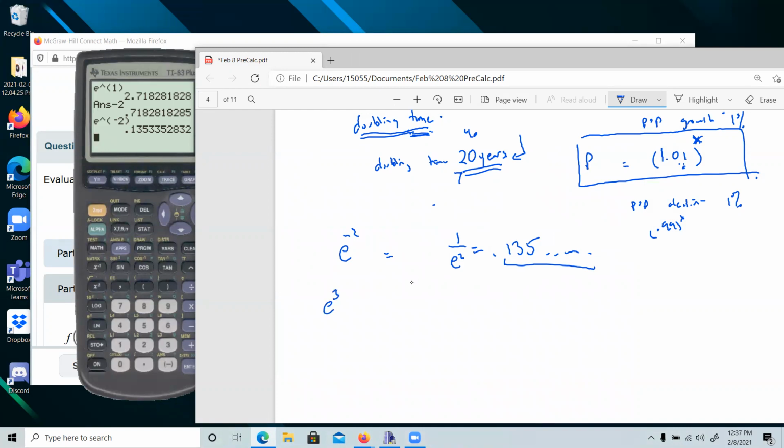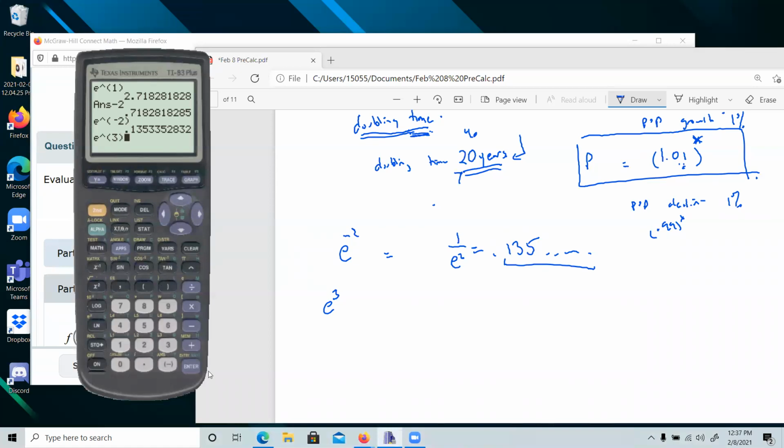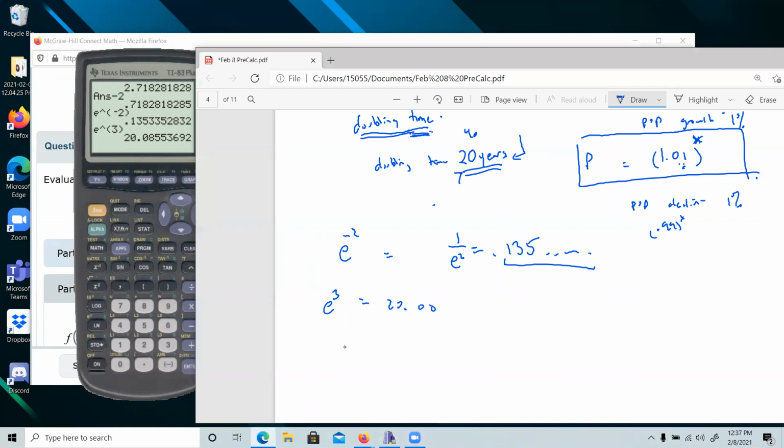If you had e cubed, right, second function ln, or e cubed, there, 20.0855, keep going. Okay, so just as a hint for the folks that are going to become engineers, it's really important to know how many decimal places you're going to go with. Don't always go with 2.